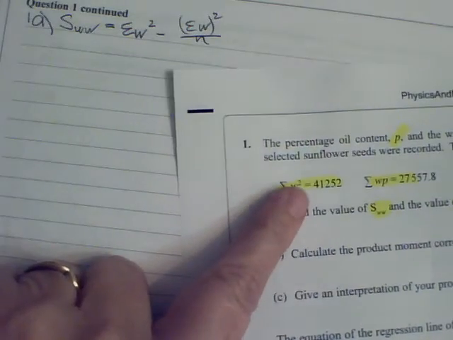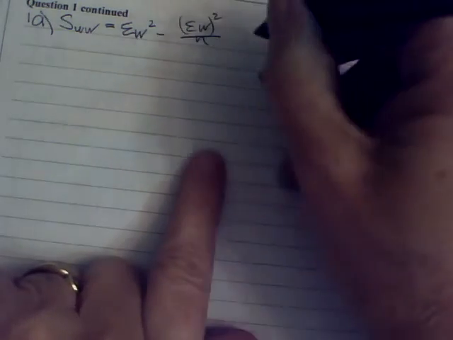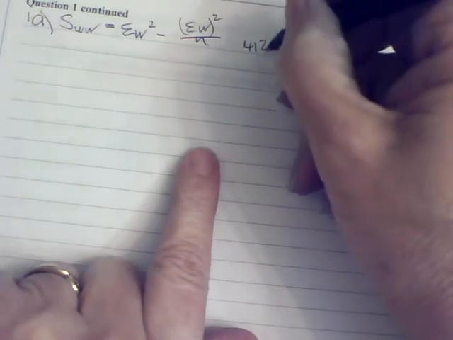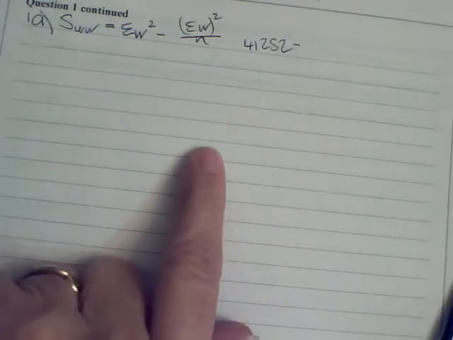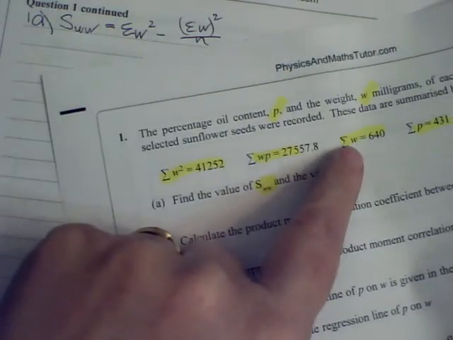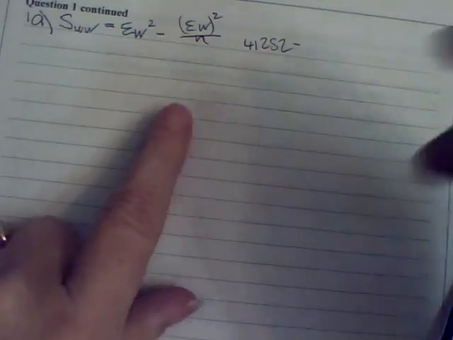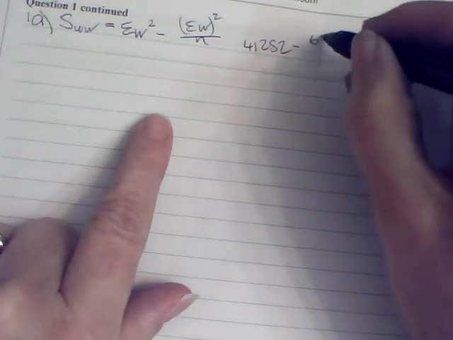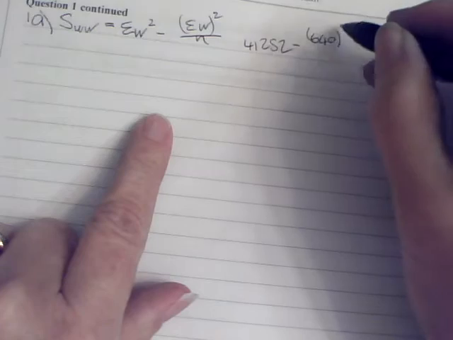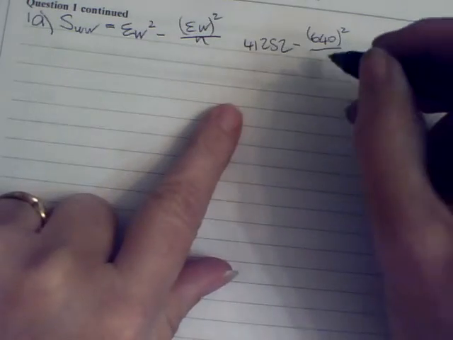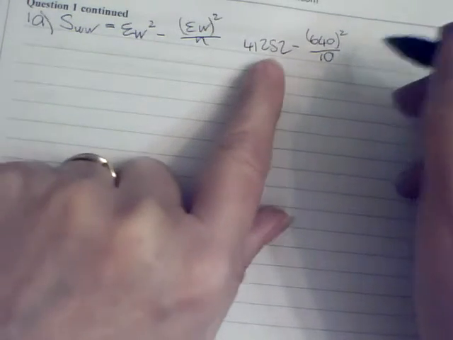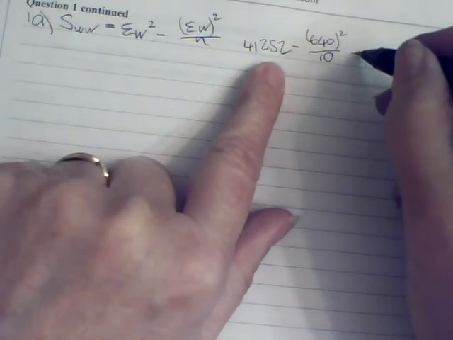That's 41252. Take away, and then we need the sum of w. They've given us that here. It's 640. So that's 640 squared, divided by n, which I said earlier is 10 because there are 10. Okay, so there you are. That's all the hard work done. Let's find out what the answer is.